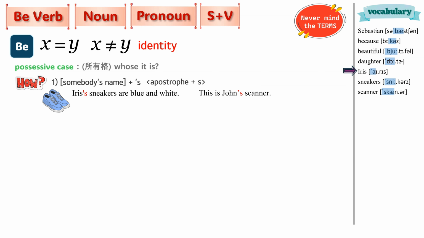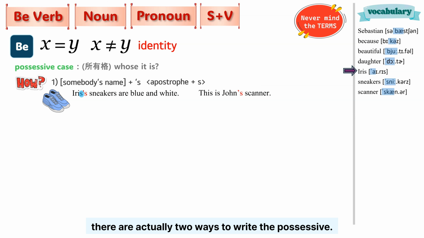Iris's sneakers are blue and white. This is John's scanner.